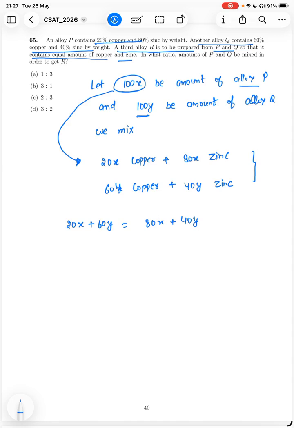These should be equal. If I divide by 20, it is x plus 3y is equal to 4x plus 2y, or 3x is equal to y, or x upon y is equal to 1 upon 3. That is, x ratio y is equal to 1 ratio 3. Option number A is correct.